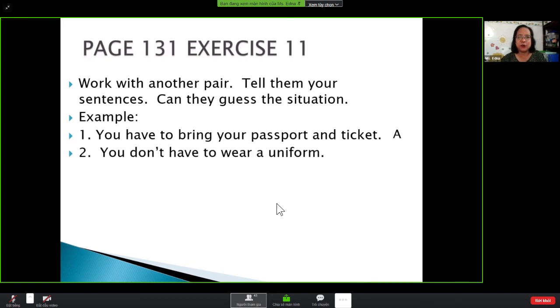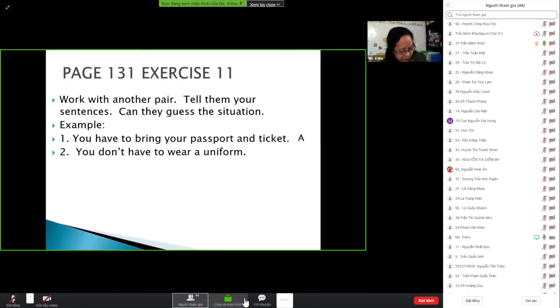Next sentence: You don't have to wear a uniform. A, B, or C? Yes, 27. I think C, working for a company. How about 33? I think B, studying at language school. All right, 29. I think C, working for a company. 52, I think C, working for a company. You don't have to wear a uniform. Anyone else? Answer could be 37. I think C. C. All right, C.